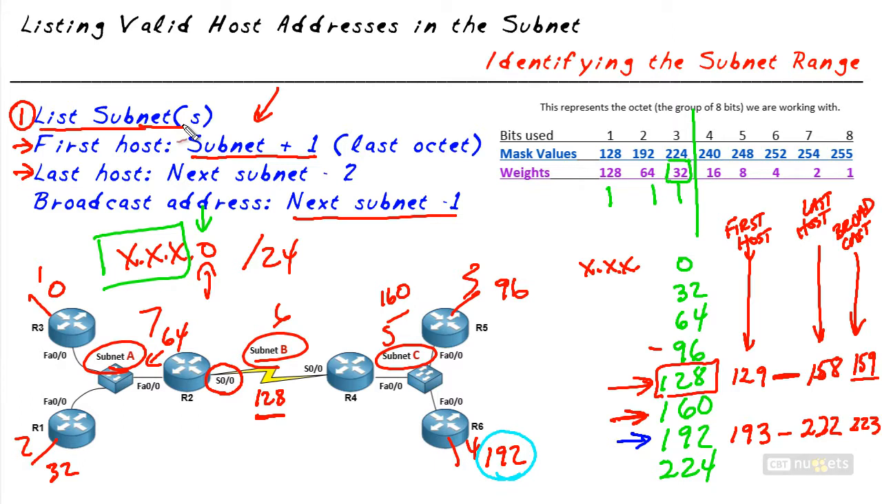So what I'd like you to do right now as your first expert exercise in this video is write down these 4 steps. List the subnets. The first host is the subnet plus 1. The last host is the next subnet minus 2. And the broadcast address is the next subnet minus 1. As you get more and more experience, you're going to be able to take additional shortcuts. But if you're new to this, having this process in mind of exactly what to do first, what to do next, will assist you in identifying the valid host addresses on a given subnet. So take a moment, pause me, and write out these 4 steps right now.